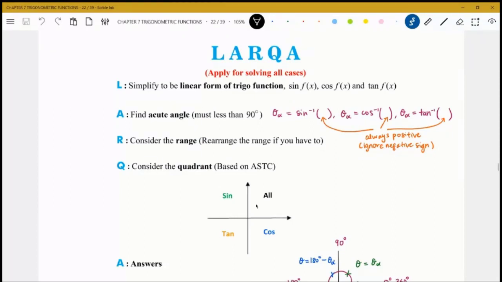Okay, for finding the acute angle, we're gonna have to inverse cos, inverse sin and inverse tangent. Okay, and inside the bracket here, always positive. So sekiranya ada negative value, kamu akan ignore negative sign. Kita hanya letak positive value dalam bracket untuk cari acute angle. Sekiranya you put the negative sign, kamu tak akan dapat angle less than 90. Okay, so itu adalah untuk bahagian A.